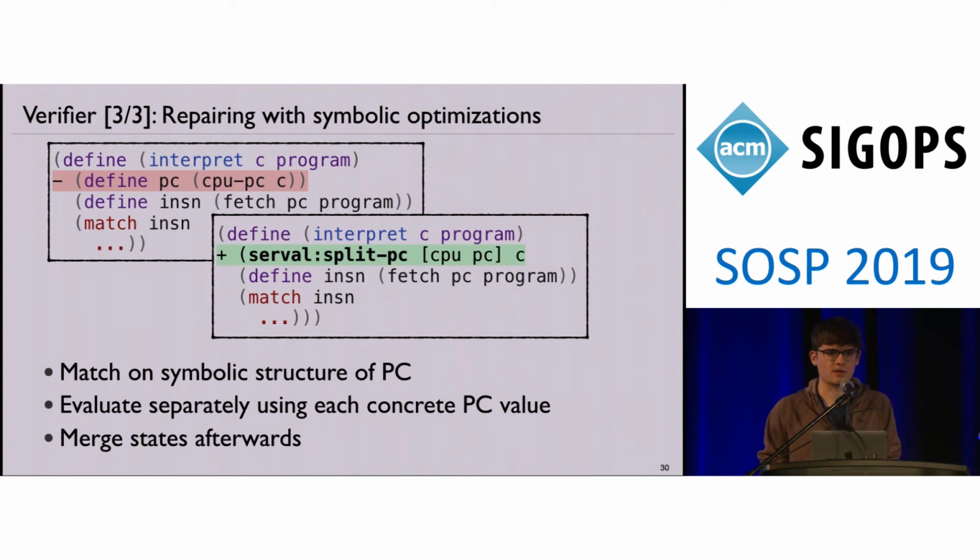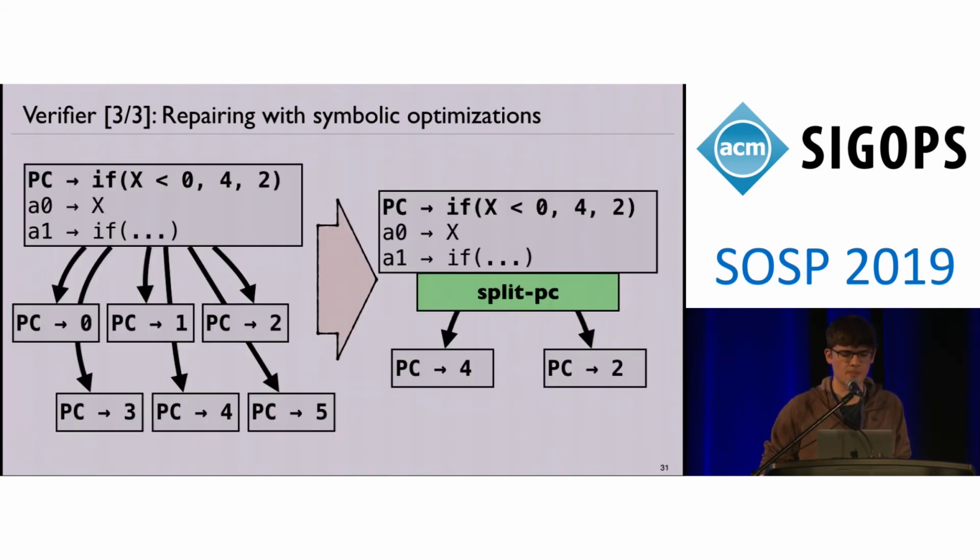Serval provides a symbolic optimization called split PC, which deals with the exact situation that we saw here. What split PC does is it matches on the symbolic structure of the program counter to find each possible concrete value that the program counter can take on. It evaluates the program separately using each concrete value and then merges the states together afterwards. And we can see the effect this has on verification performance by looking again at the symbolic evaluation graphs.